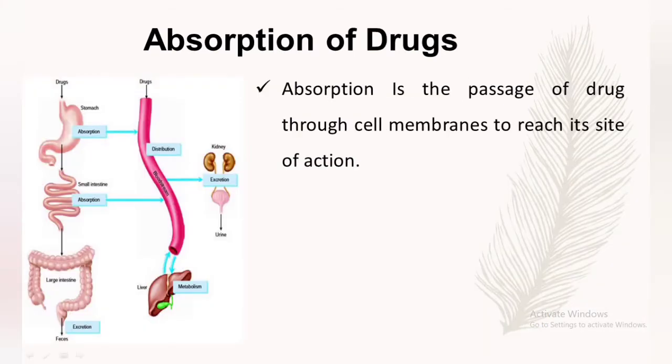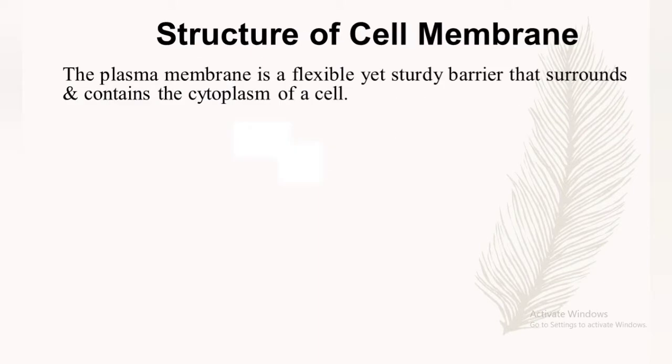And absorption is the passage of drug through cell membrane to reach its site of action. The site of action of a drug means the receptors where they will bind and show the response in the body. All these processes involve passage of drug molecules across various barriers like the intestinal epithelium, cell membrane and so on to reach the site of action. And before understanding the absorption of drug, we should understand the structure of cell membrane.